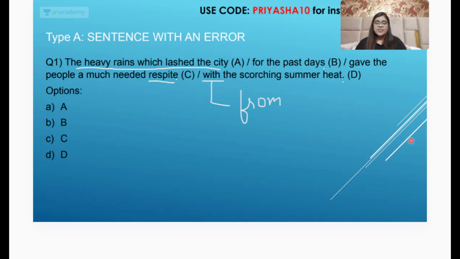Respite from. Any idea what we call respite from in Hindi? If anyone knows it, what is the meaning in Hindi? Hi Tina, good morning. We have Shreyas and Akriti also. Good morning.